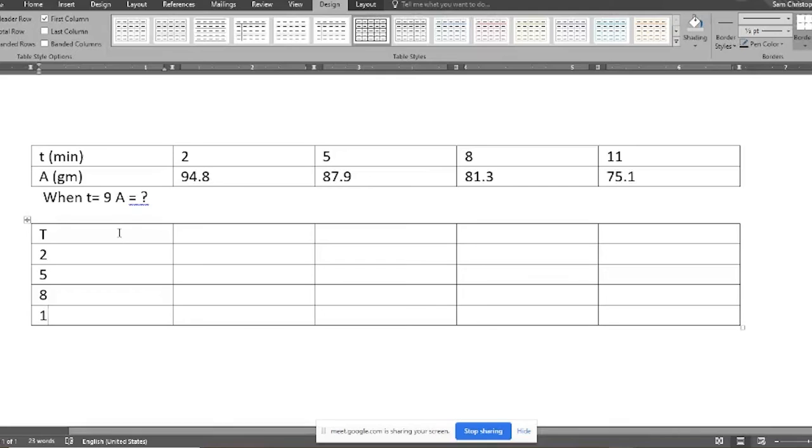Okay. Next column is A: 94.8. Order okay. 87.9. Don't change the order. 87.9. 81.3. Next 75.1. Okay. Now we need to find the delta I.